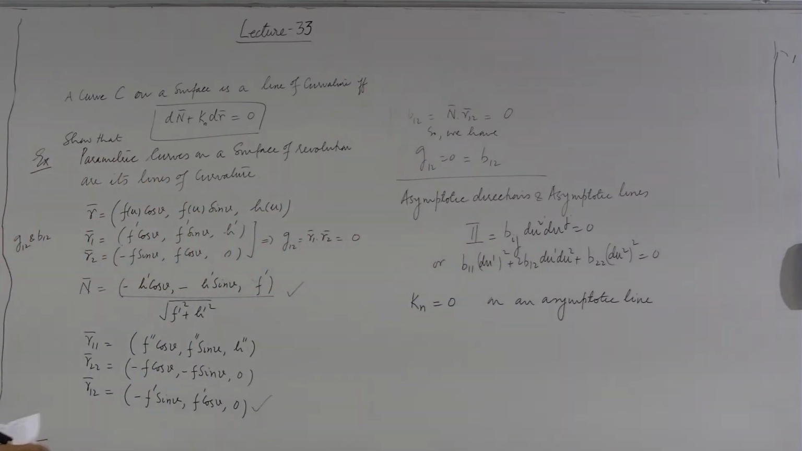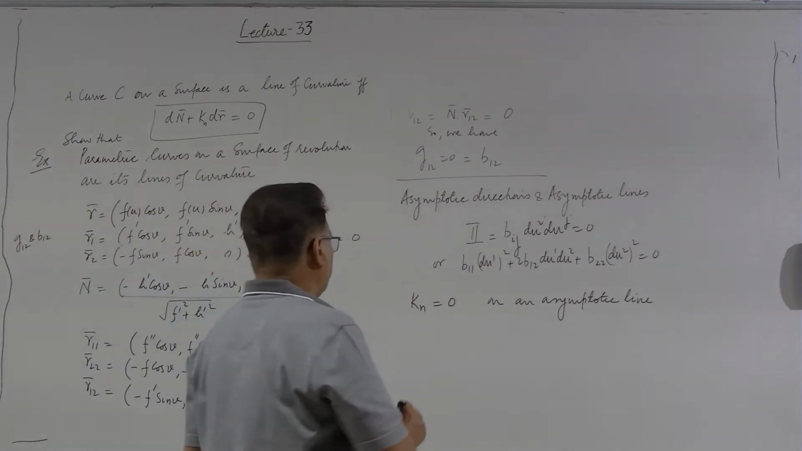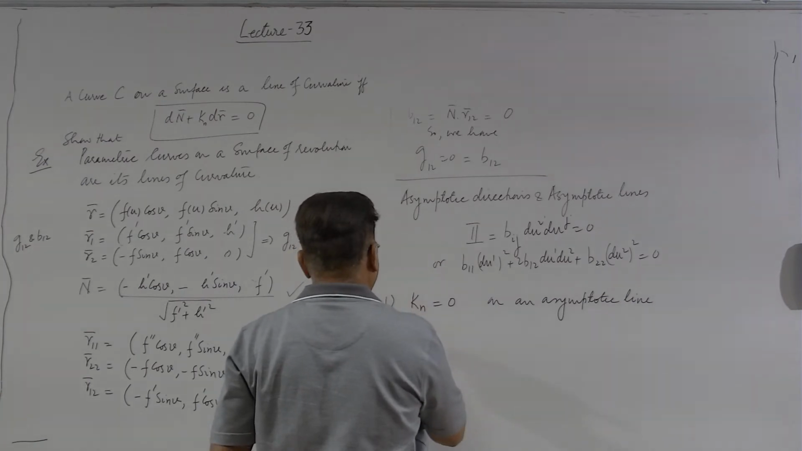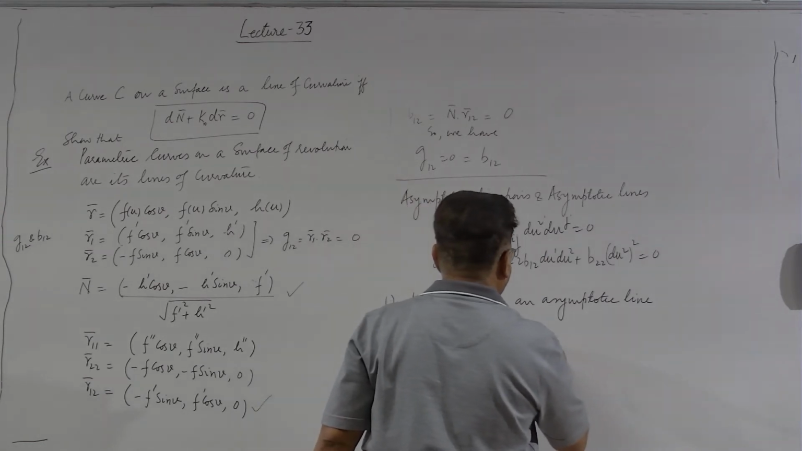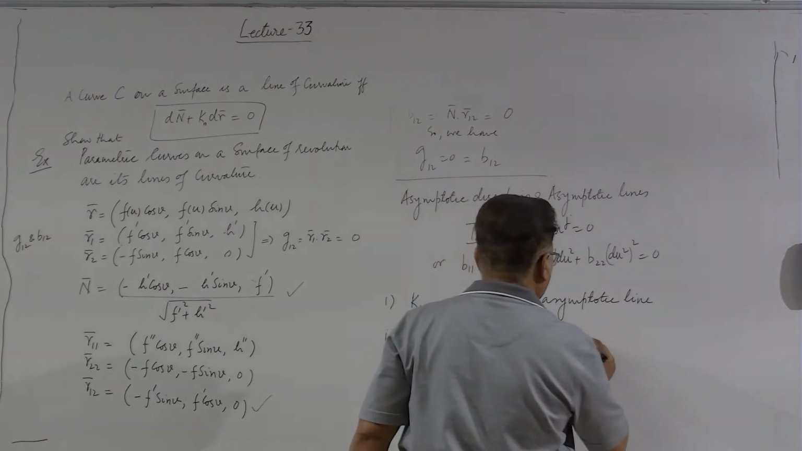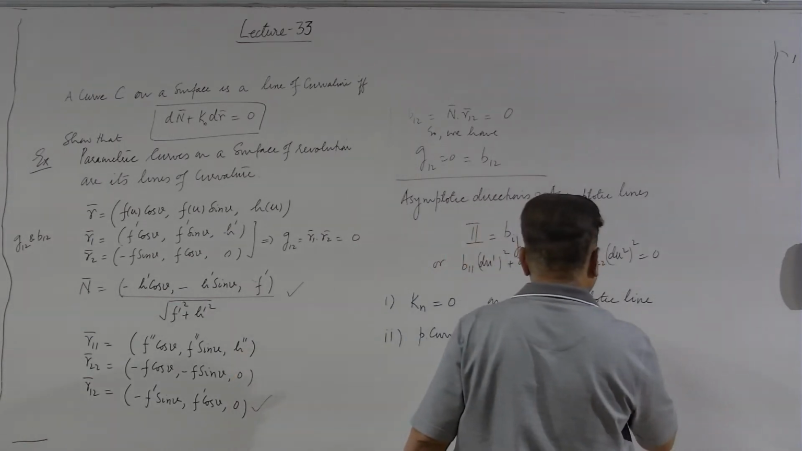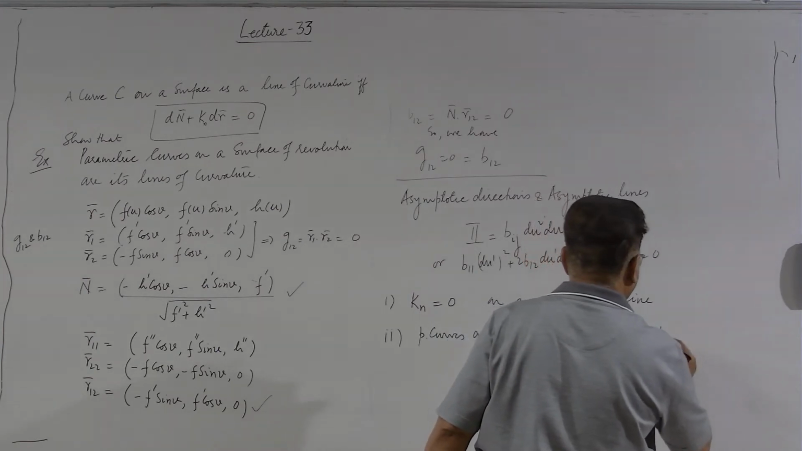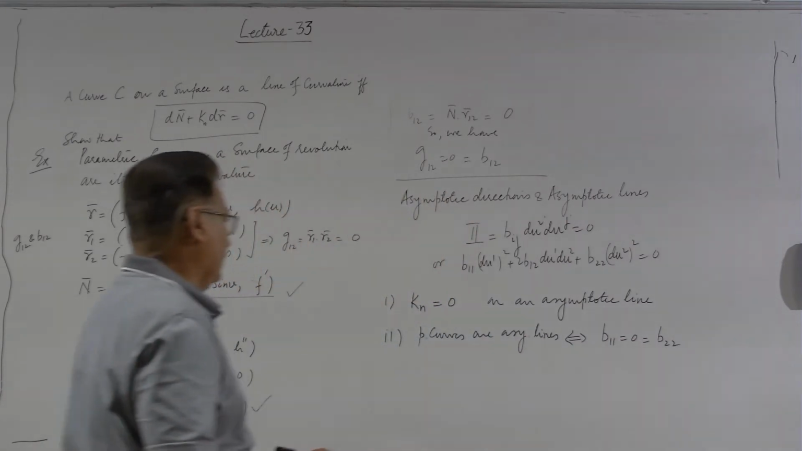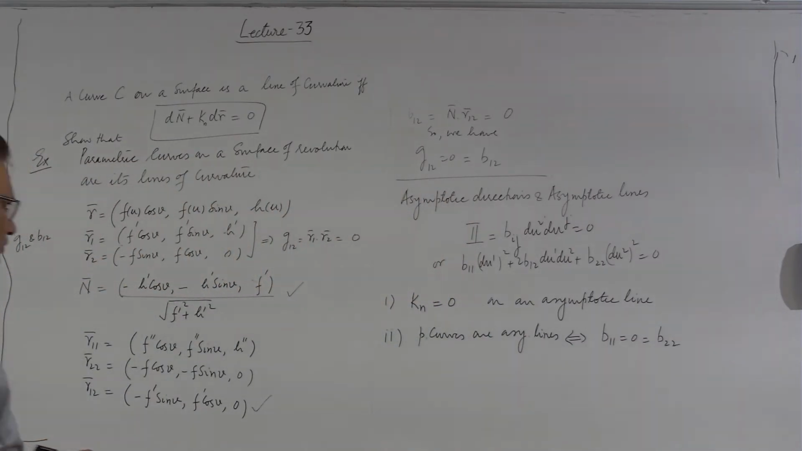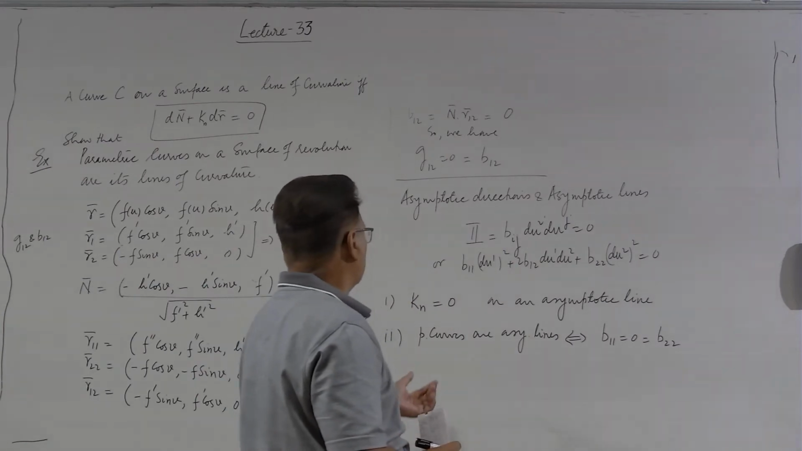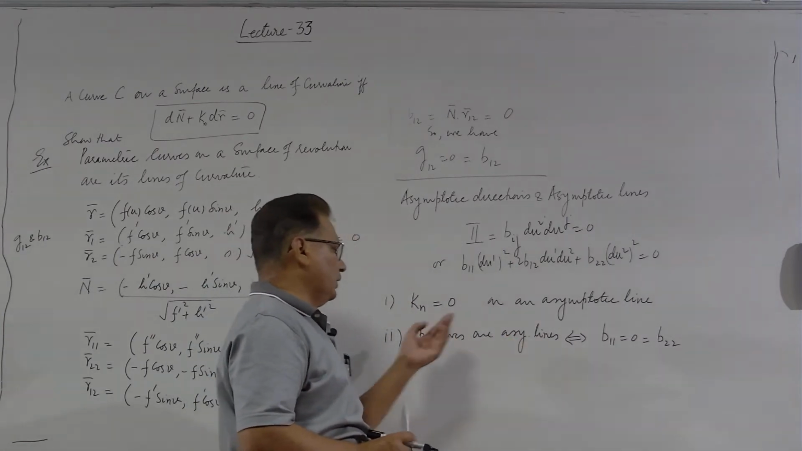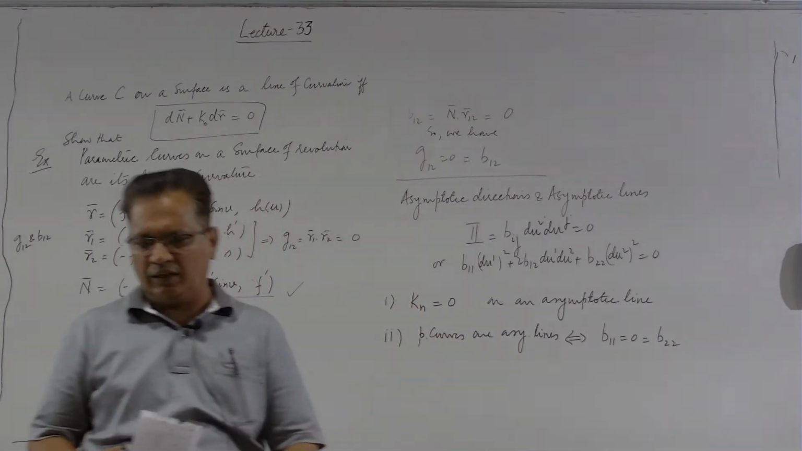We have some other observations regarding asymptotic lines. When do parametric curves become asymptotic lines? This is observation number 1. Number 2 was parametric curves are asymptotic lines if and only if B11 is 0 as well as B22 is 0. All right, this fact is also necessary and sufficient both. So, somewhere if you are asked to show that the parametric curves are asymptotic lines or asymptotic lines are parametric curves, you can use this characterization.